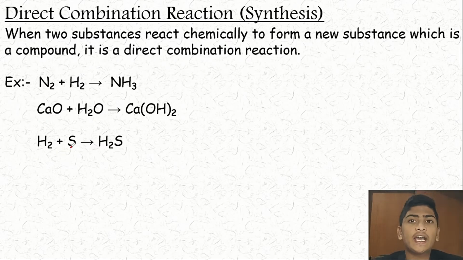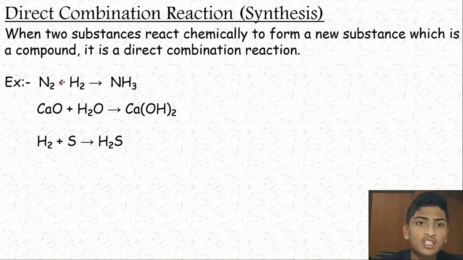Next, as we know, there are 4 types of chemical reactions. The first one is direct combination reaction, also known as synthesis. It means when two reactants chemically form a new substance which is a compound. It means two molecules mix together and form a new compound. Here N2 plus H2 gives rise to NH3. Here this is not balanced.